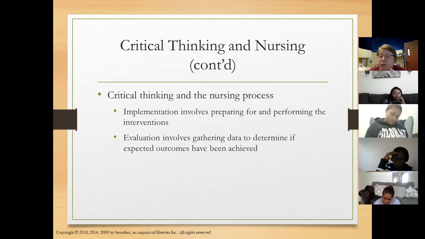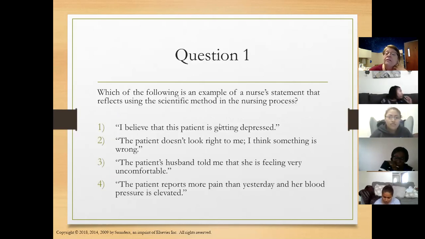All of this is critical thinking. All of this is clinical judgment. Okay, but this is how the nursing process fits in. So, which of the following is an example of a nurse's statement that reflects using the scientific method in the nursing process?